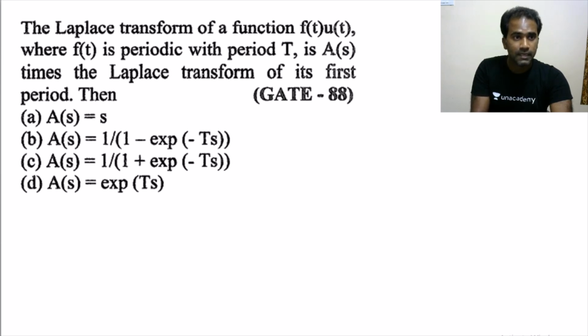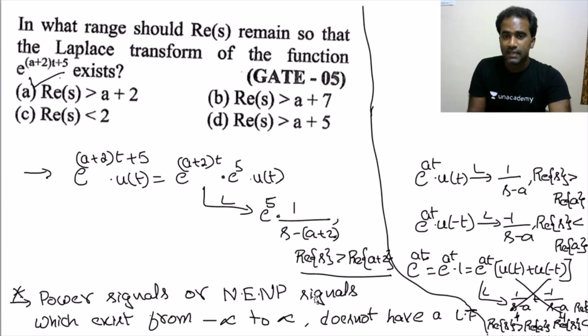let me show you that slide. Yeah, power signals and signals that are neither energy nor power signals which exist from minus infinity to plus infinity do not have a Laplace transform. Why will it not have a Laplace transform? Because it will not have a common ROC. Because a left-sided signal will have a left-sided ROC, and a right-sided signal will have a right-sided ROC. There need not be a common ROC.